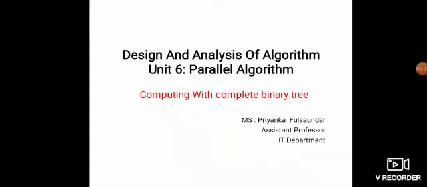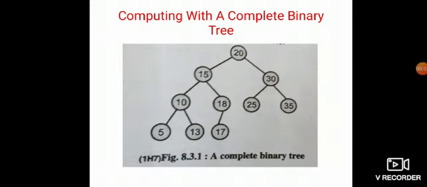Everyone, the next topic is computing with a complete binary tree. A complete binary tree is a binary tree in which all levels are filled except the last level, and it is filled from left to right. Also, the height of the binary tree is bounded by O(log n), where n is the number of elements in the tree.